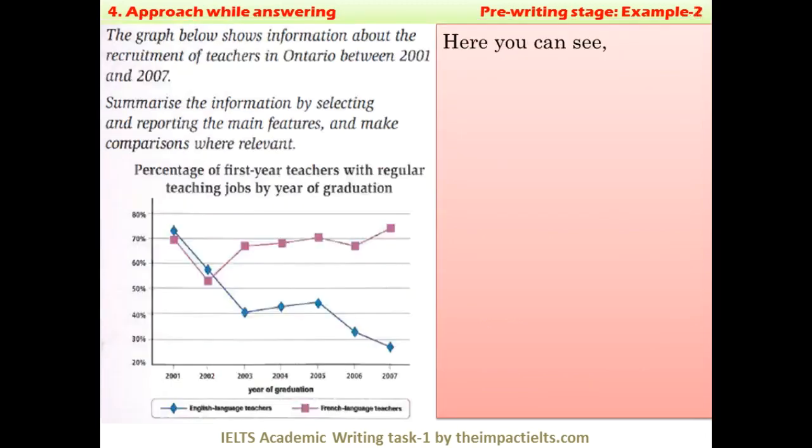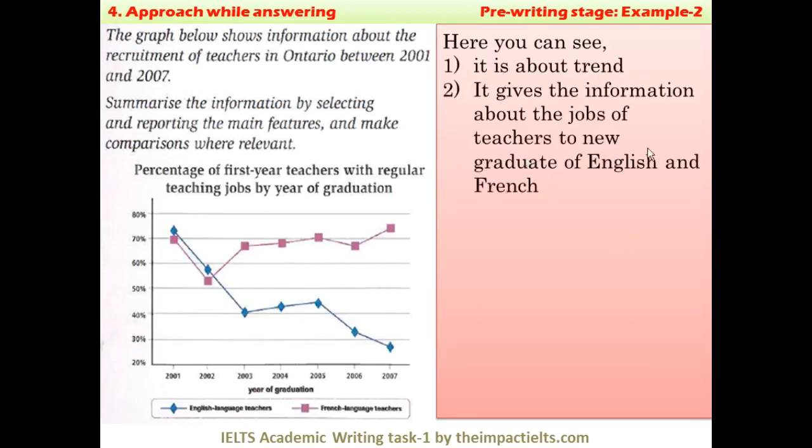Let's move to the second question. This is a line graph. Line graphs are always about trend. It gives information about the jobs of teachers, new graduates of English and French. It's a kind of comparison as well, where French teachers and English teachers, how do they get their first job after graduating, what is their percentage in that.